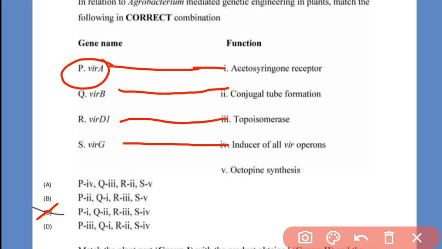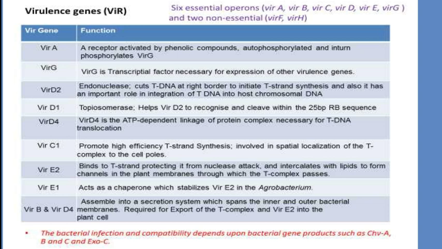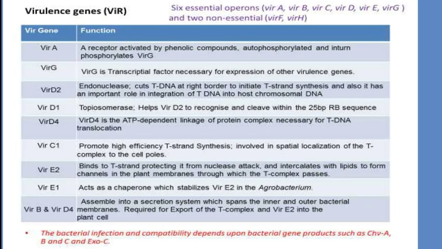This is option C. Option C is the answer to this question. Here in this image, have a look at the virulence genes of the Vir operon, VirA to VirG. Six essential operons are there, VirA, B, C, D, E and G, and two non-essential ones, VirF and VirH, and their functions are given in this image. So take a screenshot of this, because next time the question may be asked on the remaining Vir genes.